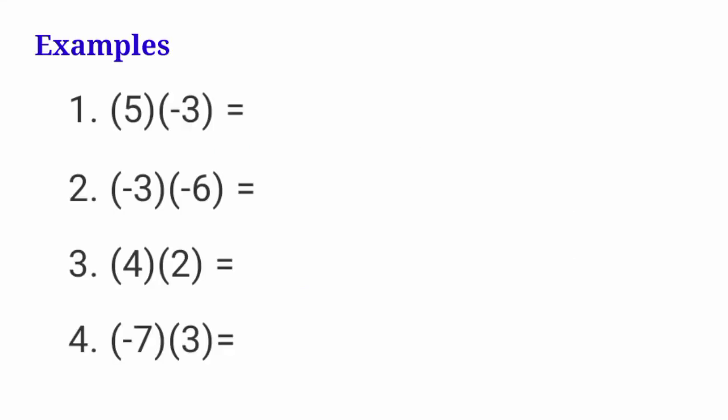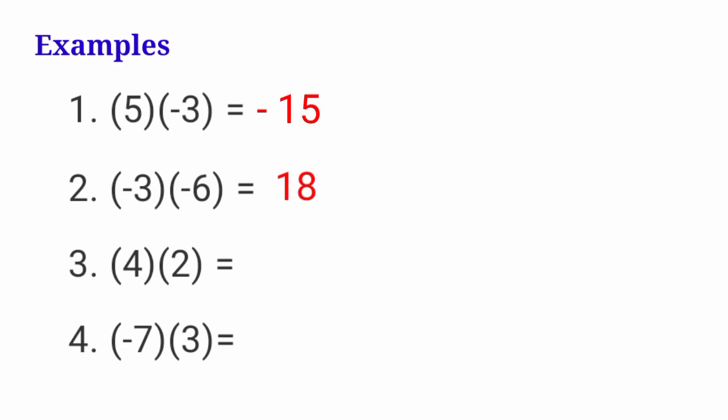Let us try out the following examples. Number 1, positive 5 times negative 3. The given here is one positive and one negative number. Since they have different signs, our answer will be negative 15. Next is negative 3 times negative 6. As you can see, we have here two negative numbers, and since they have the same sign, our result is always positive. Therefore, the answer here is positive 18.